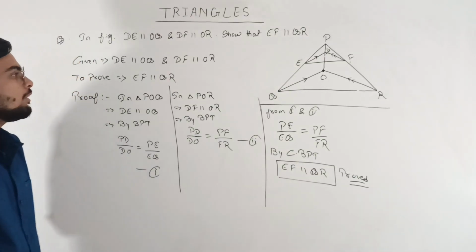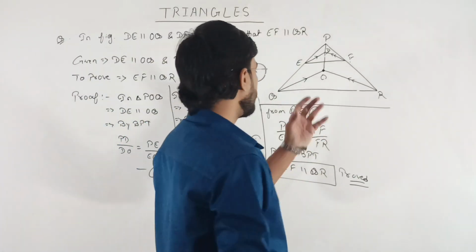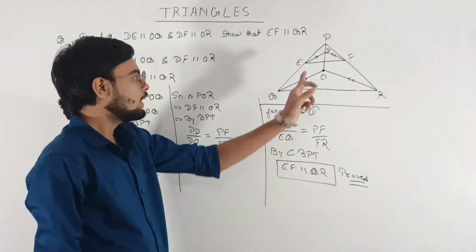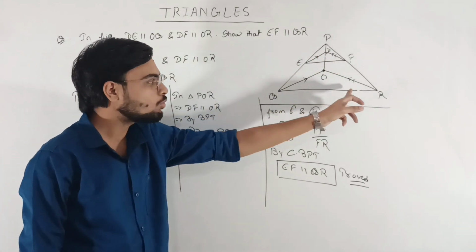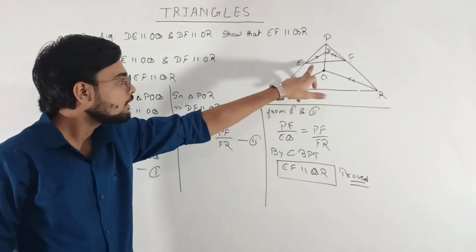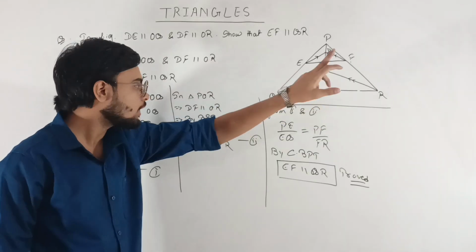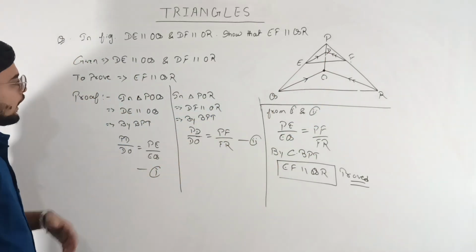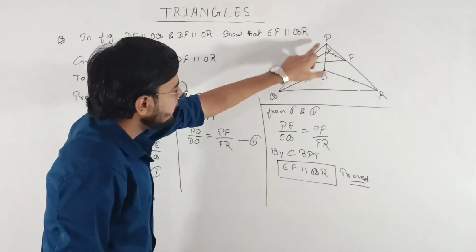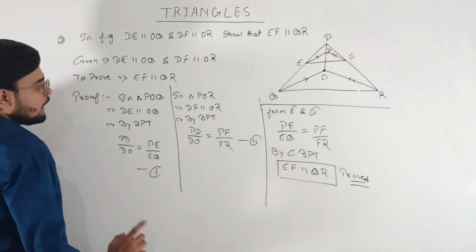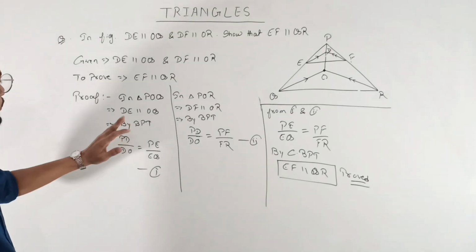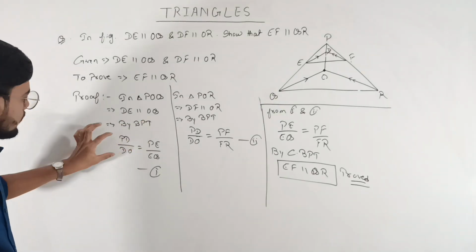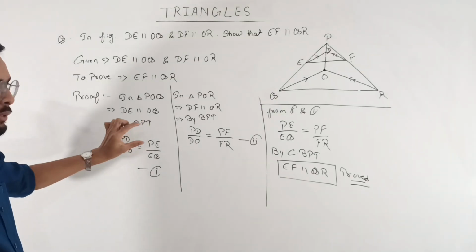Okay, let's see one more time what we have. We have a triangle PQR. In this triangle, ED is parallel to OQ. This is given, and DF is parallel to OR. This one is given. Then we have to prove EF is parallel to QR. First, I consider triangle POQ. Why? Because in this triangle, DE is parallel to OQ. This one is given. So from this by BPT, I write PD upon DO is equal to PE upon EQ.